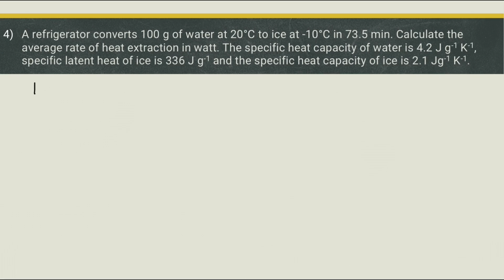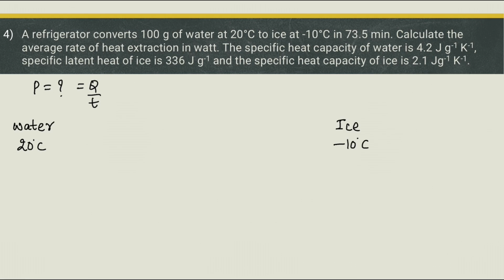So basically we are asked to find out power, that is Q upon T. The specific heat capacity of water is given, specific latent heat of ice is given, and specific heat capacity of ice is also given. So here the refrigerator converts 100 gram of water at 20 degrees Celsius to ice at minus 10 degrees Celsius.